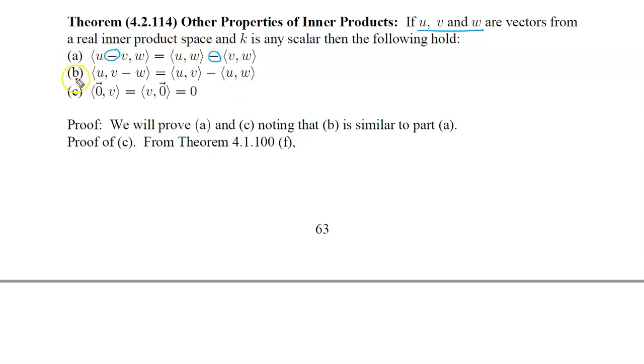Once we prove part A, part B follows immediately because of the commutativity property of the inner product, the fact that the inner product of u, v equals the inner product of v, u. And then part C is an important property. If you take the inner product of the 0 vector with any other vector v, that is equal to the scalar 0. And because of the commutative property, this is of course the same as the inner product of v with the 0 vector. Let's take a look at the proof of A and C.